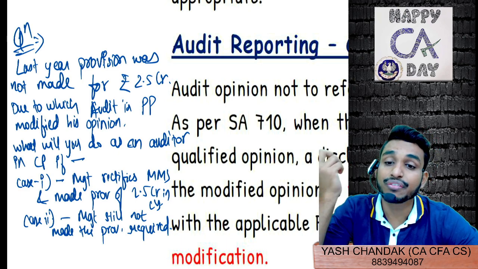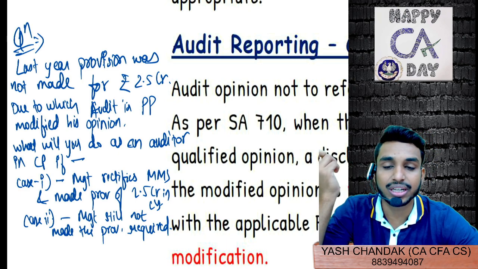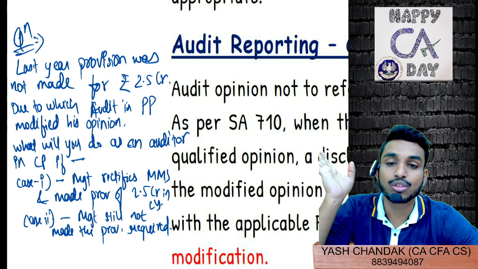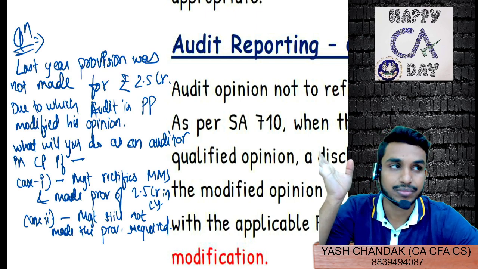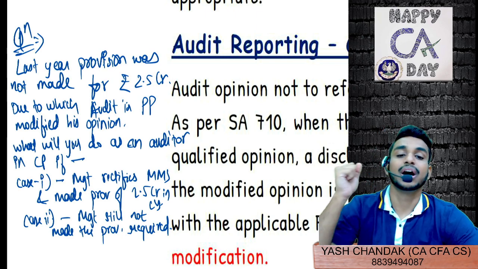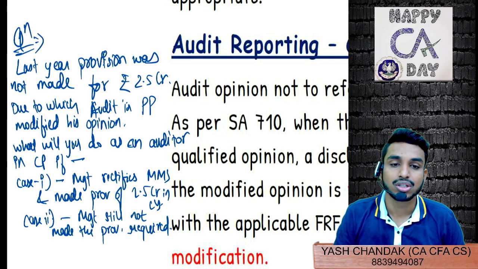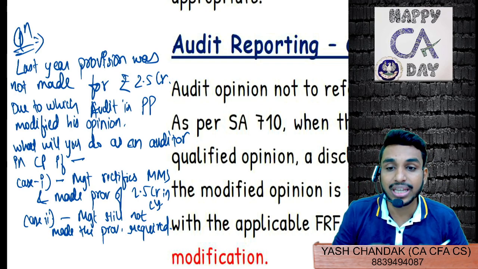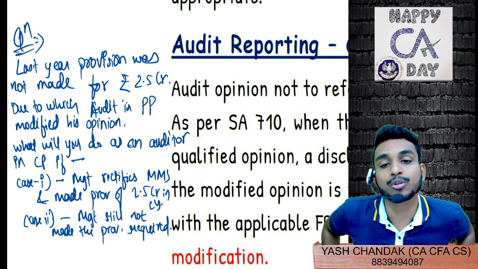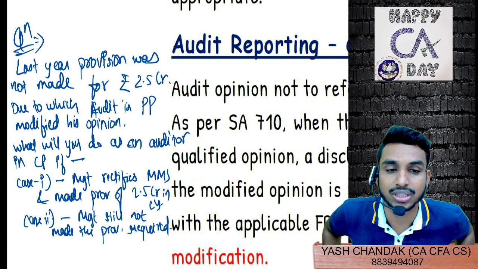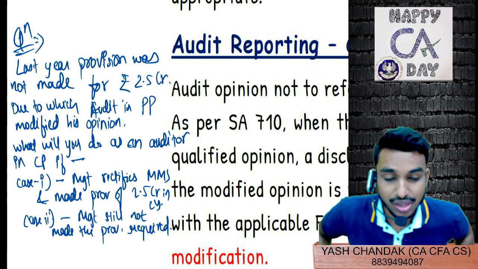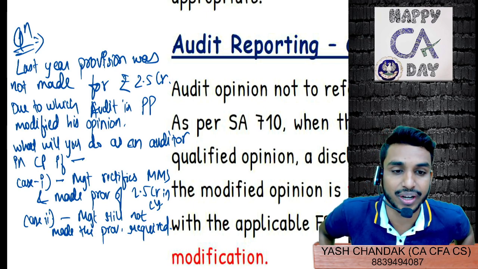Unless it is not qualifying for the provision as per Ind AS 37, which you will read, that means it is still only probable, or you cannot calculate the monetary amount, then that is to be shown in contingent liability and not in provision. However, if you are required to provide for the same, then you should have provided for it. Since you did not provide for it, the auditor modified.